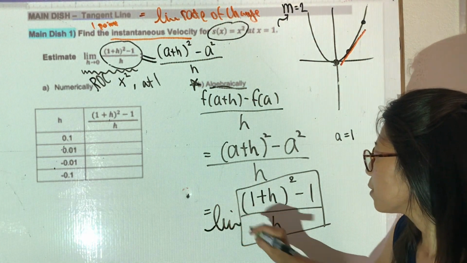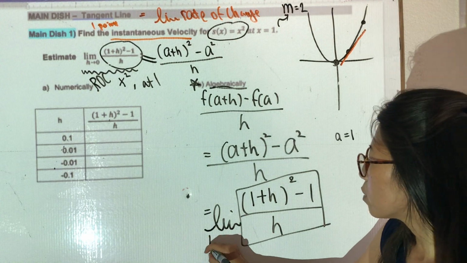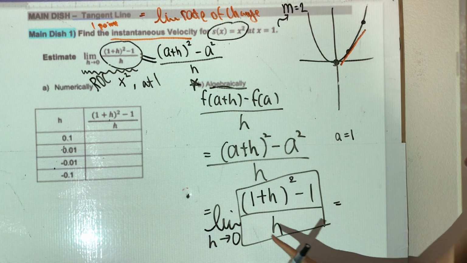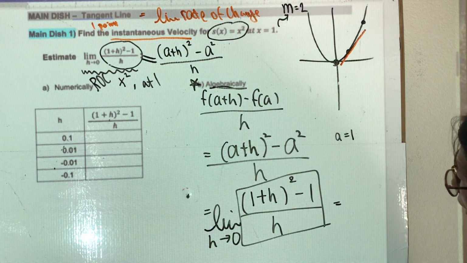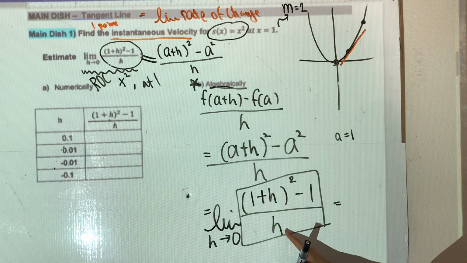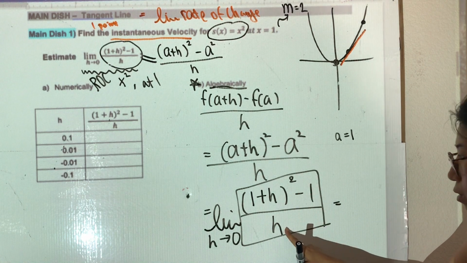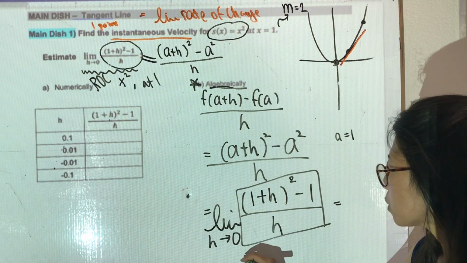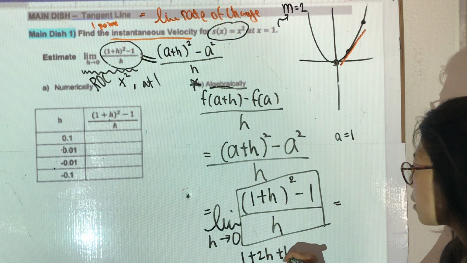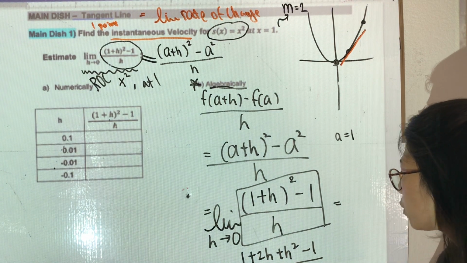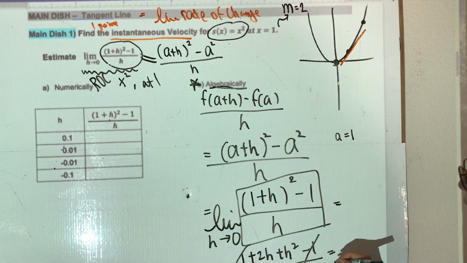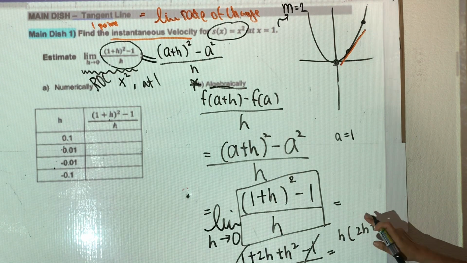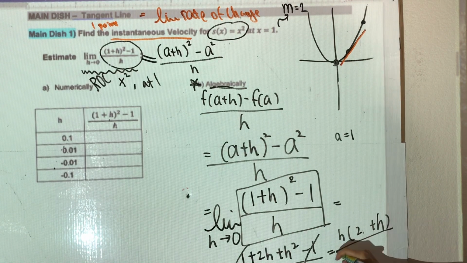Then, if it's algebraic, I have to take the limit. Where does h go to? h goes to 0. So look, can I plug in 0 in this case? No, I cannot. As you see, I cannot have something over 0. So we need to simplify this, which will be 1 plus 2h plus h squared minus 1 over h, and factor out by h, which gives 2 plus h over 1.